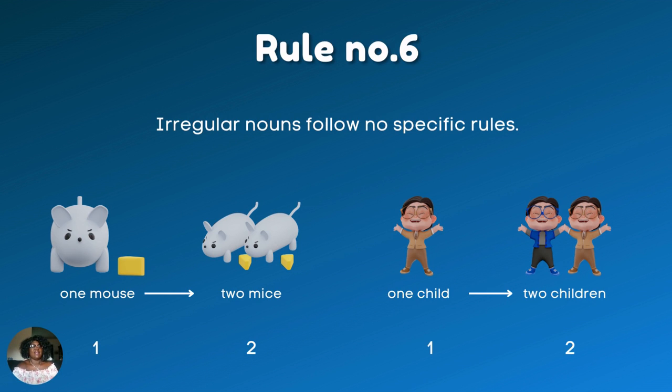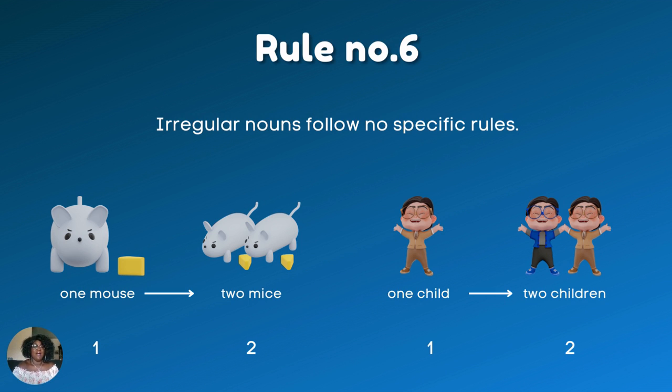Rule number 6. Irregular nouns follow no specific rules. For example, when we're talking about a mouse, we say one mouse. One is singular. But when we're talking about two, we change the word from mouse to mice. One mouse, two mice.